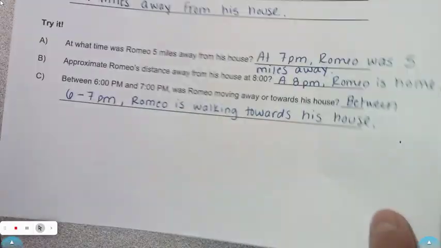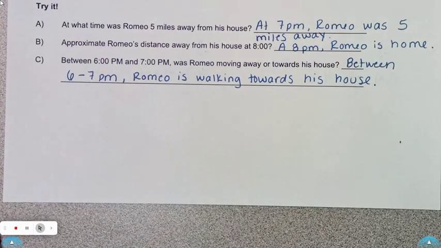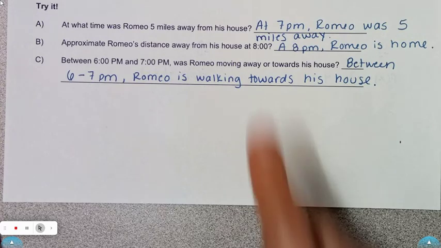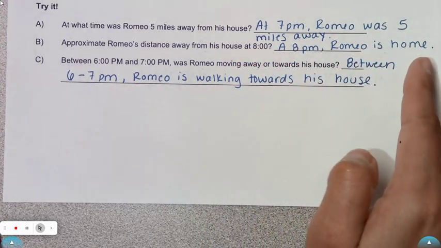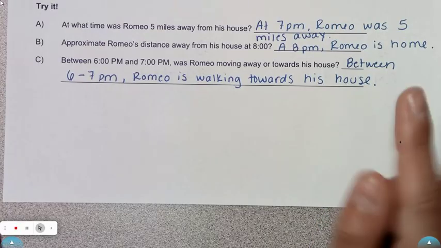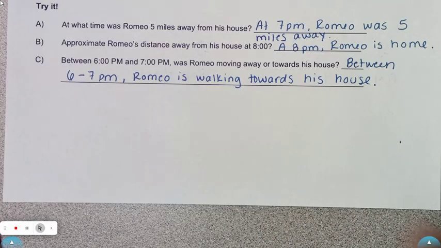All right, hopefully you tried those on your own. These are the answers you should have gotten. So at 7 p.m., Romeo was 5 miles away. At 8 p.m., Romeo was home. And then between 6 and 7, Romeo was walking towards his house. So he was going down so that he was walking towards his home. If you got all of those, awesome. If you maybe missed 1 or 2, that's okay. Hopefully you can understand why. And we are going to turn to the last page, 1.9.